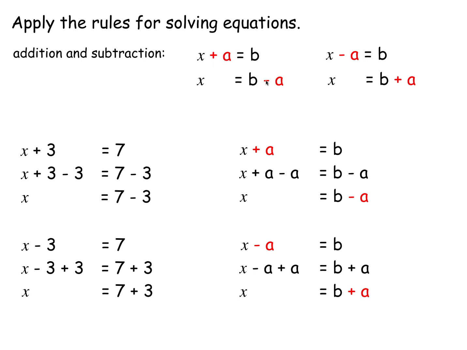Plus a became minus a. Adding a became subtract a. Subtracting a became add a. So these are the reverse processes. Add becomes subtract. Subtract becomes add. Now it's really that you're taking a off each side and you're adding a into each side. But it's easily remembered that way.